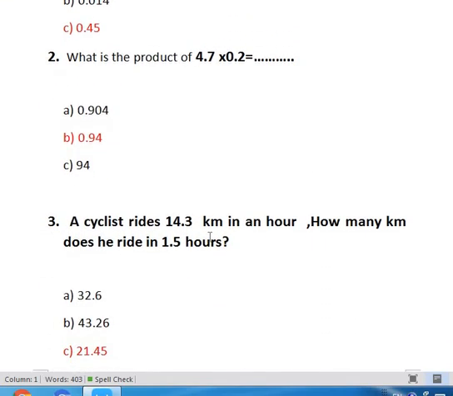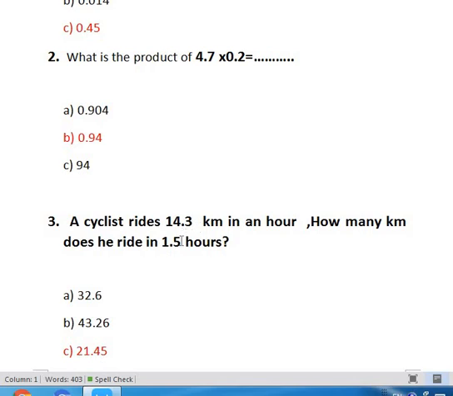I have here a cyclist who rides 14.3 kilometers in an hour. How many kilometers does he ride in 1.5 hours? What do I do here? 14.3 times 1.5, so it will give me now 21.45 kilometers.